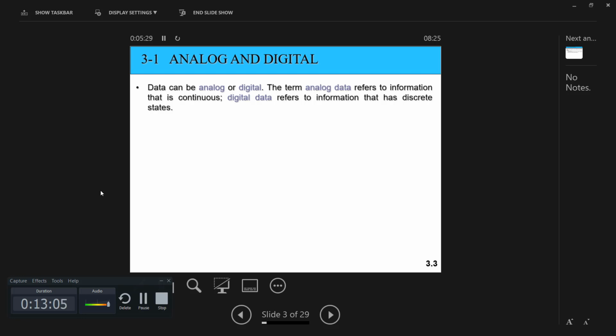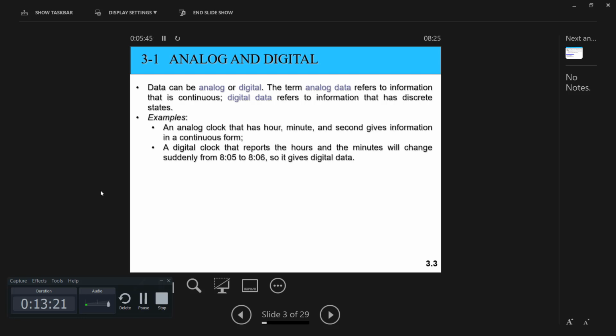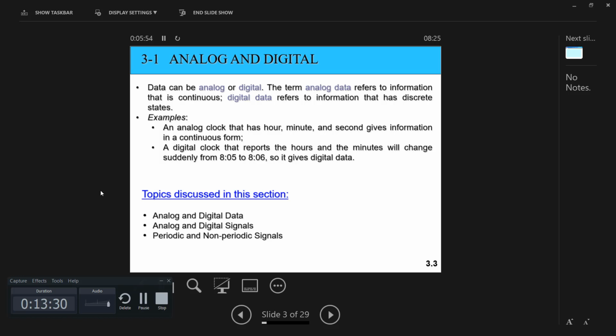We have discrete values. For example, if I asked you the number of values in this period, it will be 1, 2, 3, 4, 5, 6, for example. So it has a discrete status or discrete values. So this is digital data. An example of analog data can be sound or an analog clock. Digital data can be a digital clock, for example. So this is the difference between analog and digital data. We'll talk about analog and digital signals, and periodic and non-periodic signals.